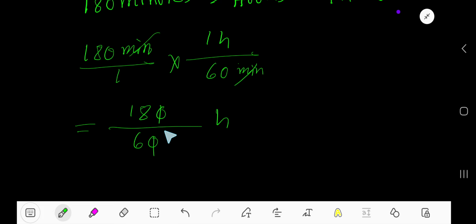Cancel this 0. So we are getting this. Now divide this: 18 by 2 will get 9. Divide this 6 by 2 and you will get 3. Now divide this 3 by 3 and you will get 1. Divide this 9 by 3 and you will get 3.